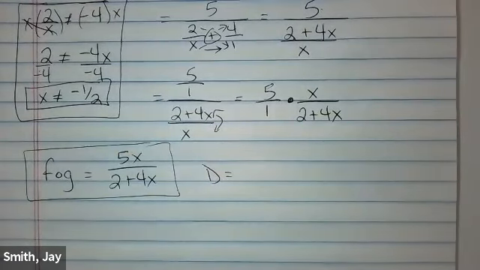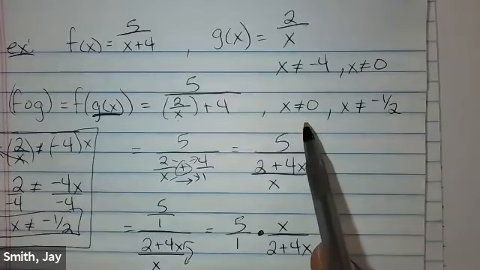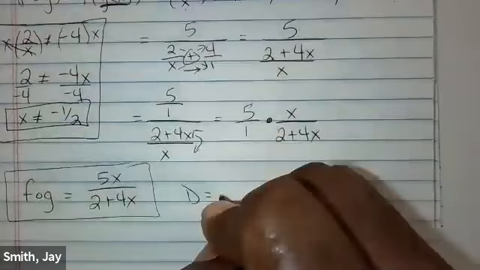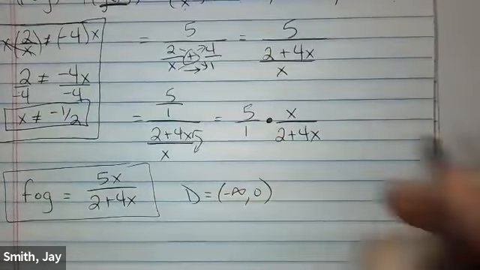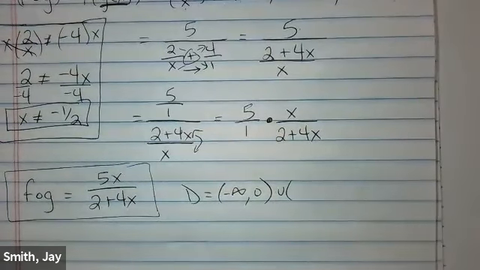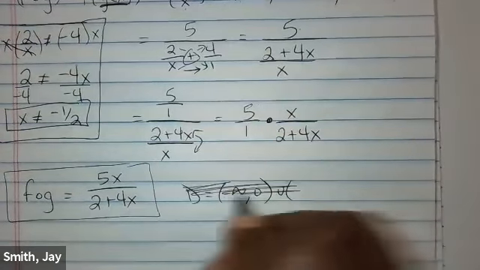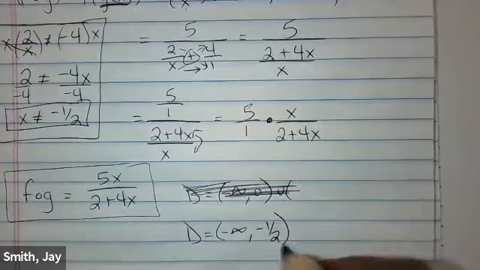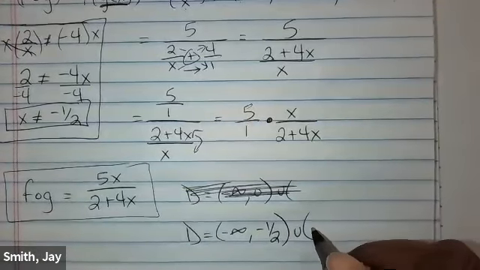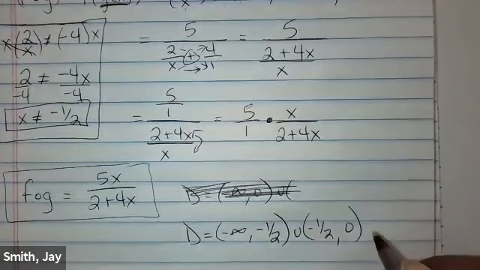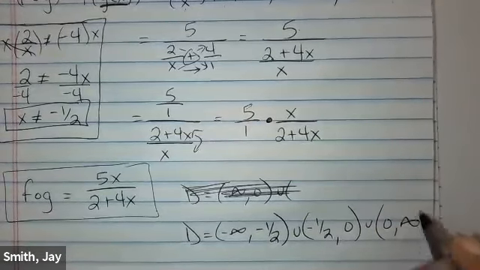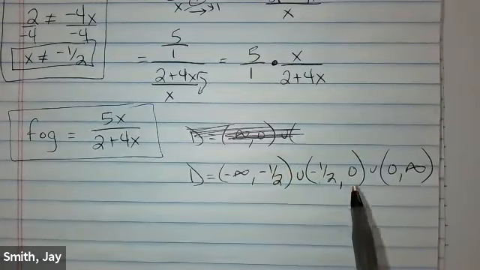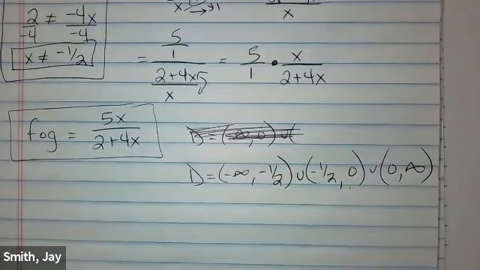For this one, we want to remember that for the domain, we're going to have to exclude the values 0 and -1/2, which gives me 3 intervals. Values less than 0 are from negative infinity to 0 in parentheses, union. Oh, excuse me. The -1/2 should go first. Remember, lesser values go first. So negative infinity to -1/2 in parentheses, union -1/2 to 0, union 0 to infinity. So values less than -1/2, values in between -1/2 and 0, and values greater than 0.